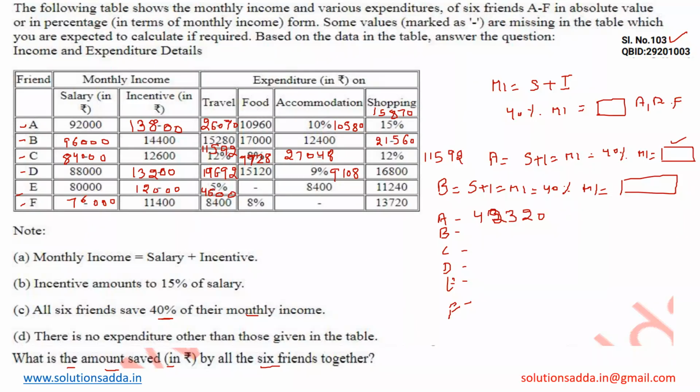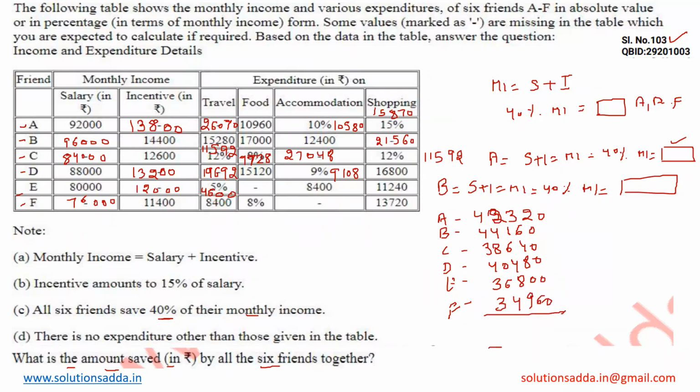42,320. Amount saved by person B is 44,160, and the amount saved by person C is 38,640. Amount saved by person D is 40,480. Likewise, for person E, the amount will be 36,800, and for person F, the amount will be 34,960.